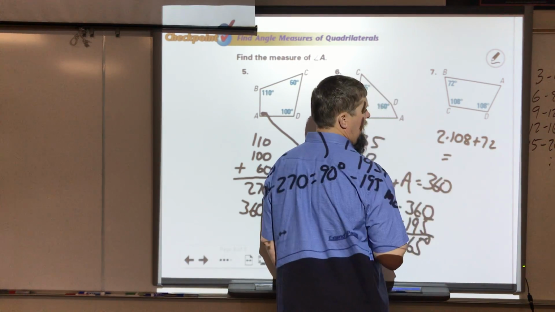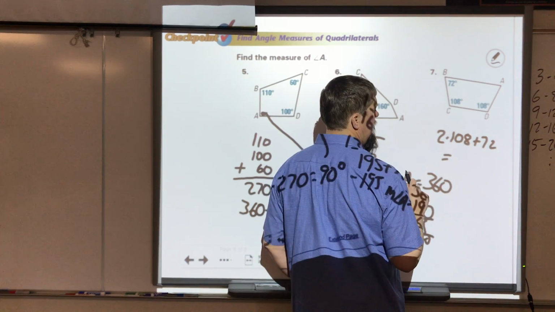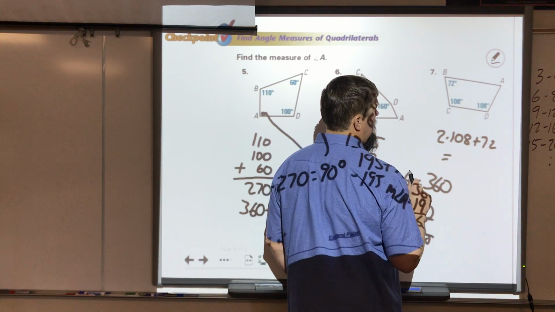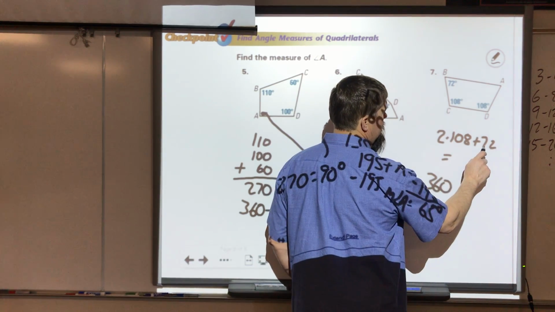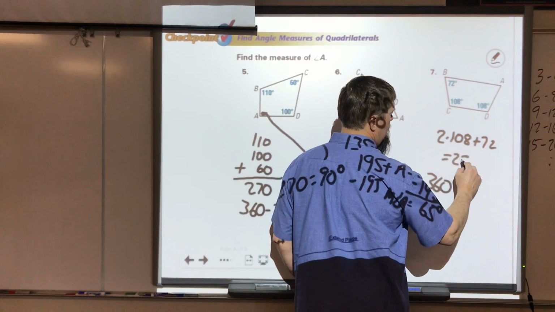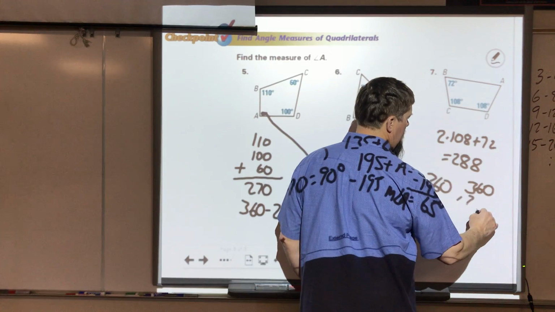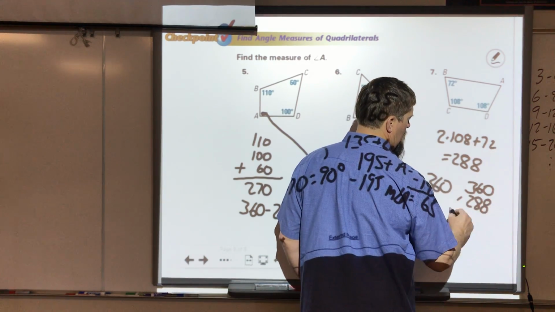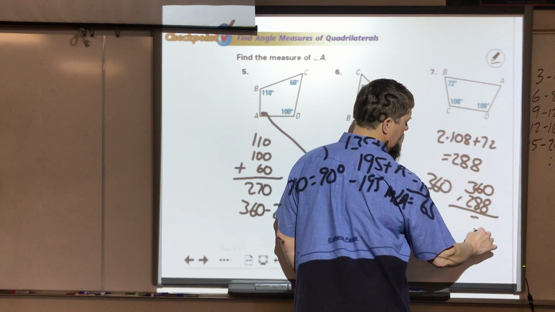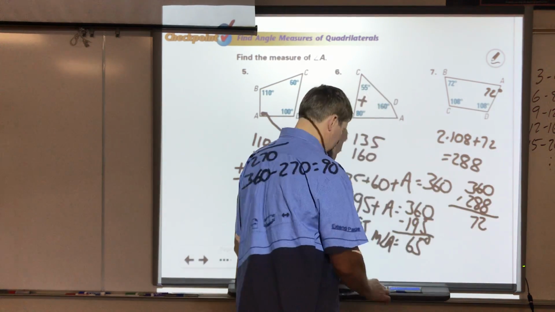All right, this one here, I've got 108 times 2 plus 72. If I do that, I get 216 plus 72 would be 288. Take 360 minus 288, and you get 72. So 72 degrees here. Okay.